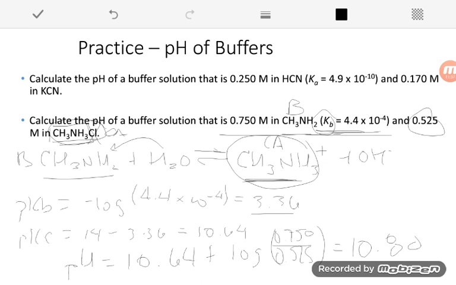Super easy. Always with buffers, we can use the HH. Just make sure to identify who your acid and base are and correctly calculate your pKa. So if you're given a Kb, you'll need to do that one extra step to get to the pKa before you plug it into the HH.